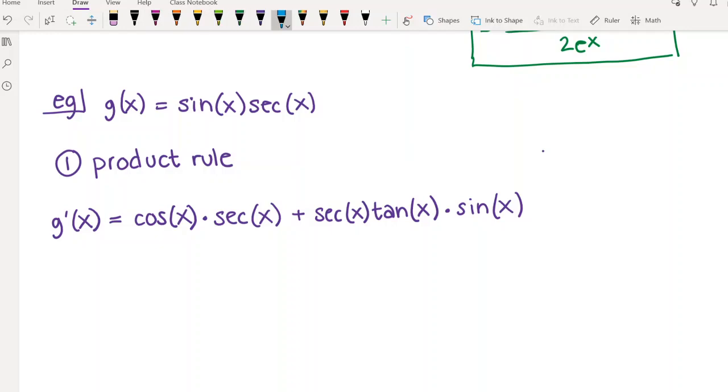Okay, so now let's go through and see what we can simplify. Secant of x is 1 over cosine of x, right? So we can rewrite this as cosine of x times 1 over cosine of x.